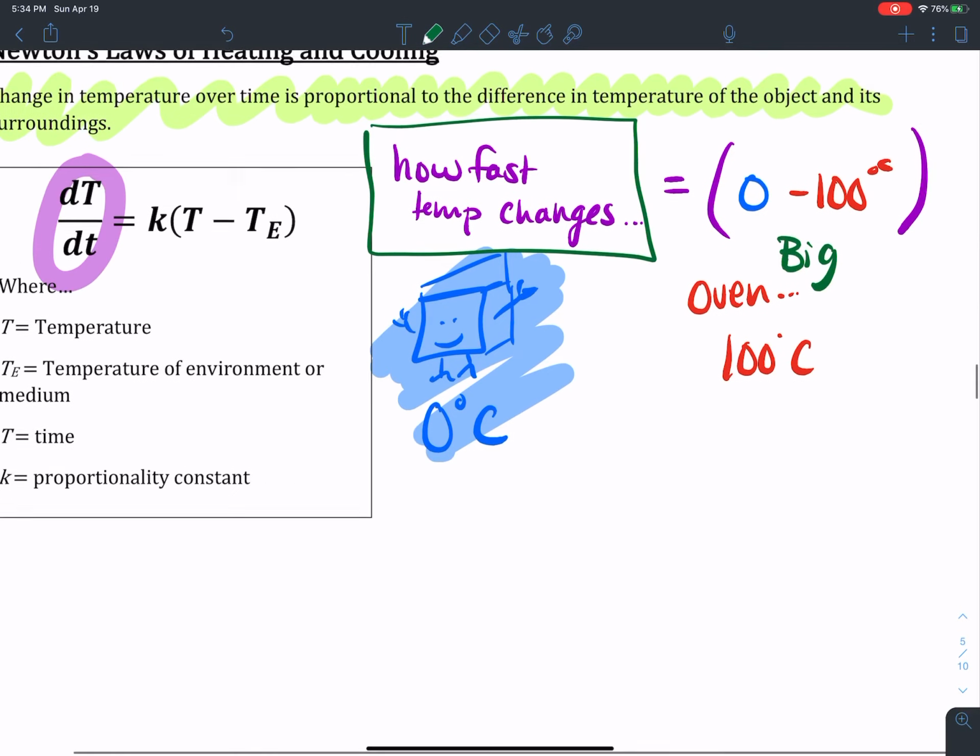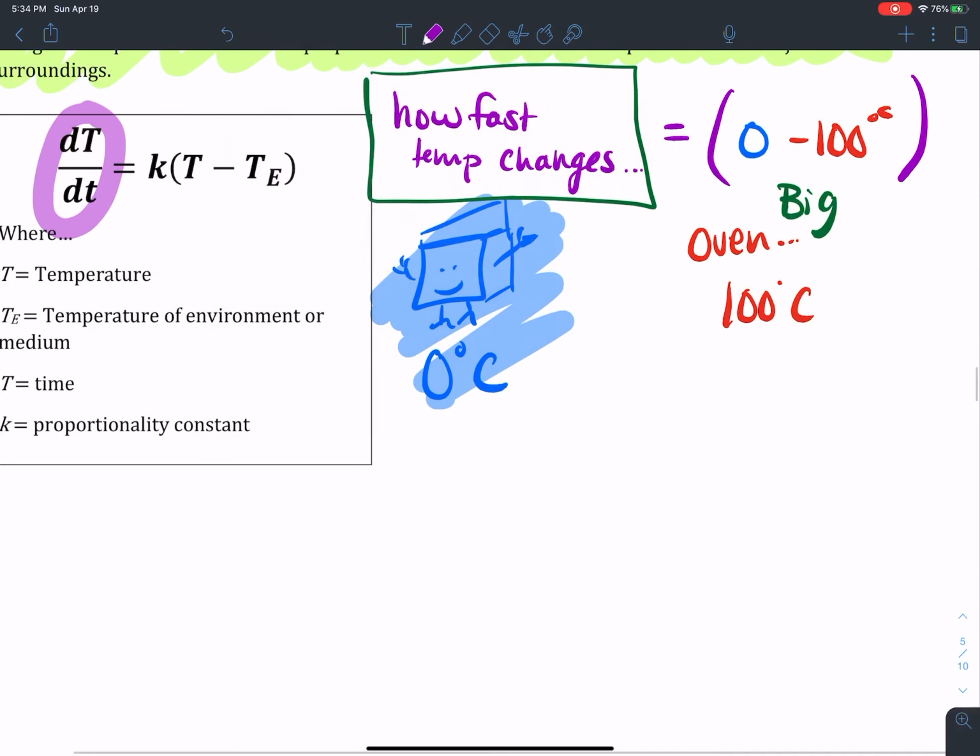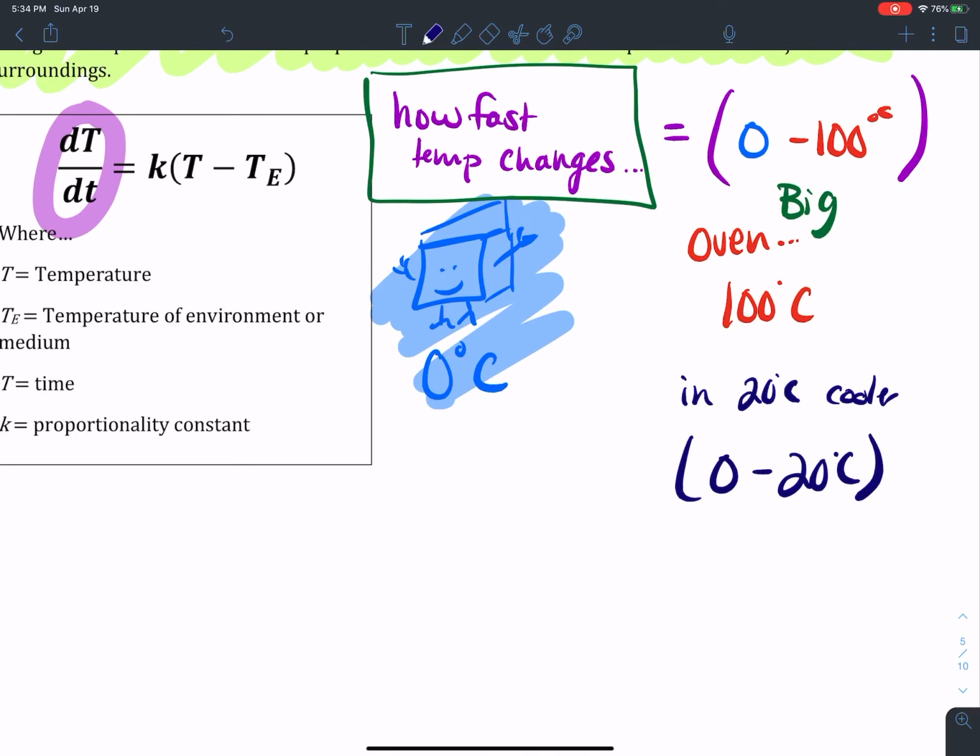Now compare that to something like if you're going to put it in a cooler. And maybe that cooler is at 20 degrees Celsius. Now when I look at the temperature difference, my ice cube is going to last longer because I want you to think about this as a smaller number. And if I'm thinking about a speedometer, a small number on my speedometer means I'm not changing very fast. That would make sense, right? My ice cube would melt slower in a cooler than it would in an oven.